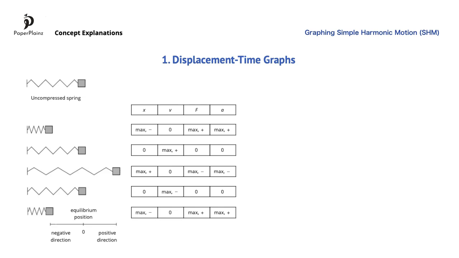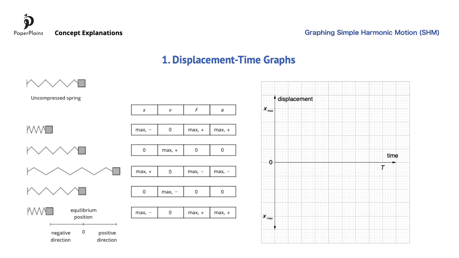The word max shows that the magnitude of the given quantity at the given position is at its maximum. 0 logically shows that the quantity is 0, and the positive and negative signs indicate the direction of the given quantity. For more details about how we got this table, feel free to watch the previous video named Simple Harmonic Motion. Let's see how the displacement-time graph looks for this situation.